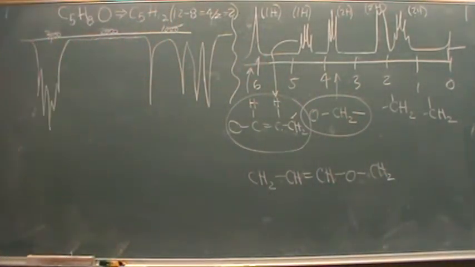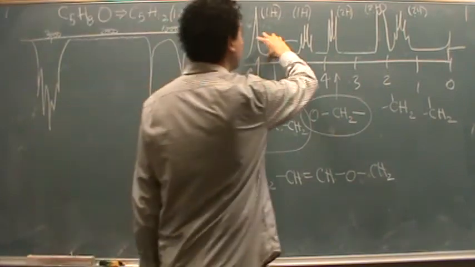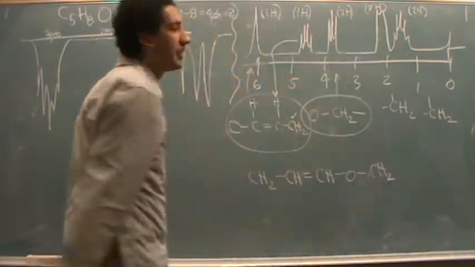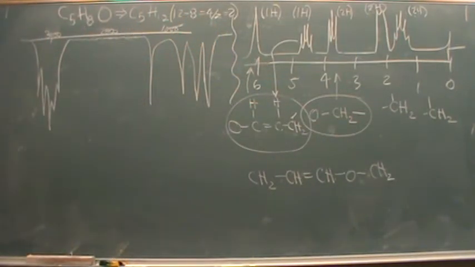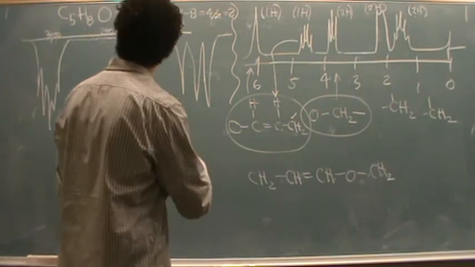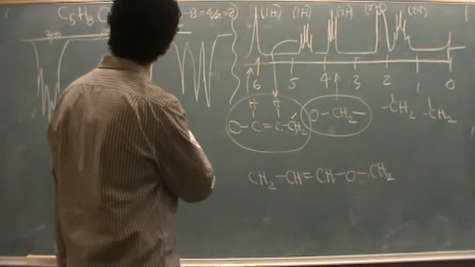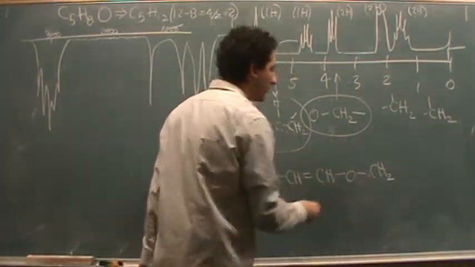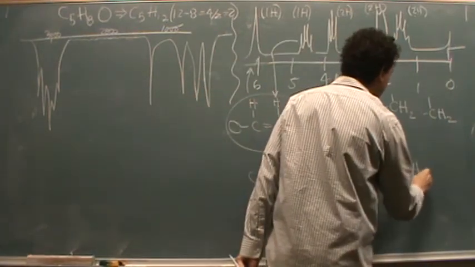Now, notice I don't have any integrations that are 3s anywhere. Because there's no 3s, I'm thinking that this is not a straight chain. If there's a straight chain, I have to have a methyl somewhere at the end. And it looks like I don't have a methyl anywhere at the end here. So I'm actually thinking this is a ring. So far I've drawn 1, 2, 3, 4 carbons. So I think there's another CH2, one of these.